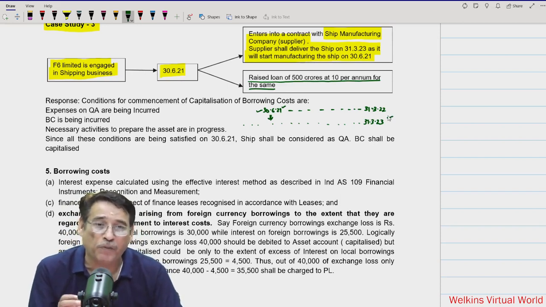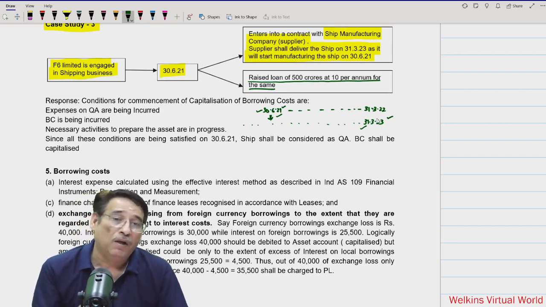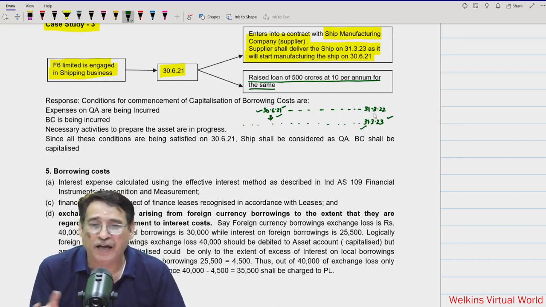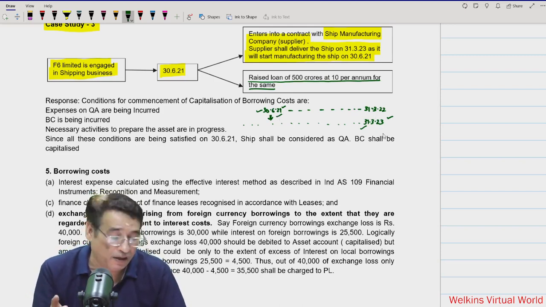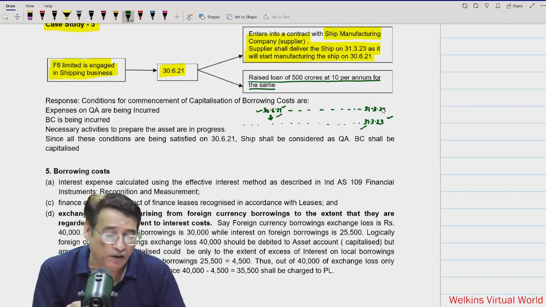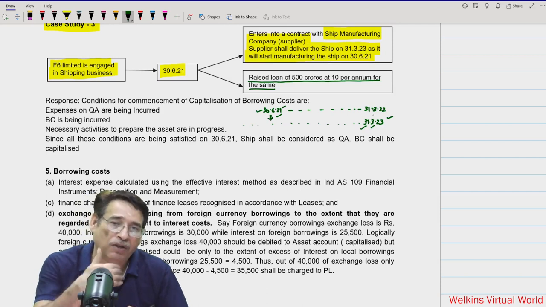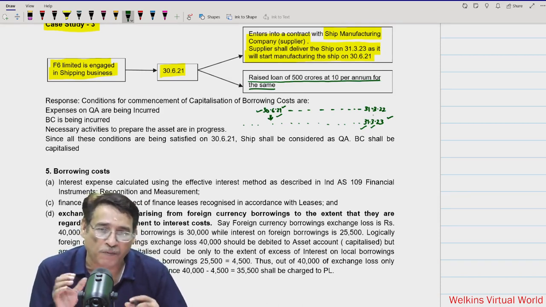Are you getting my point or not? Because the construction activity has started on this particular date, and the ship will get completed on 31st March 2023, because on this date it will be delivered to us. So during this particular phase, we may say the asset is a qualifying asset. From this particular date till this particular date, the asset will be considered a qualifying asset. And because the asset is a qualifying asset, whatever interest the entity incurs during this phase, that interest or borrowing cost will have to be capitalized.